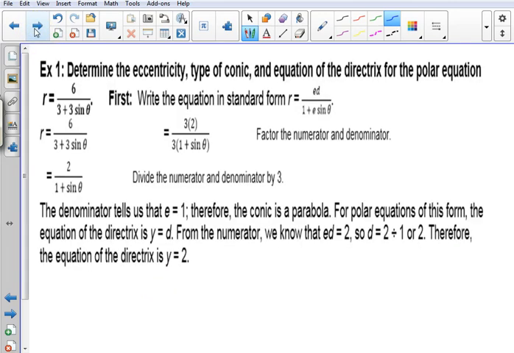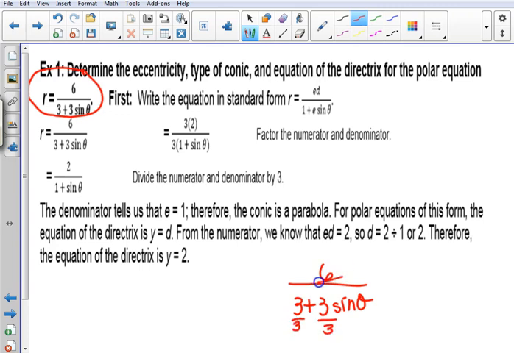So here we go. Here's the first example. Given this equation right here, what did I just say we had to have that isn't there? A 1. I'm going to explain it a little different than they do. I'm not going to factor anything. I'm just going to say we want this to be a 1, so I'm going to divide everything by 3. So then I will get 2 over 1 plus 1 sine theta, which is this equation.